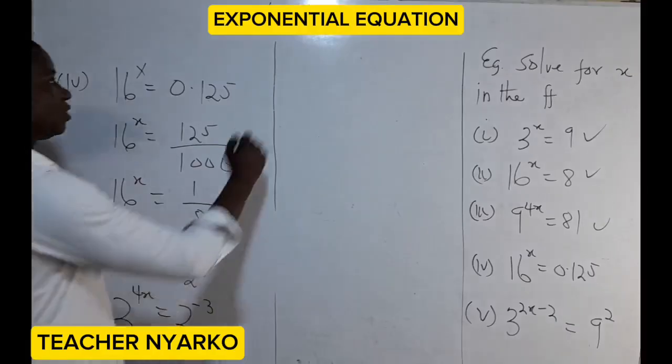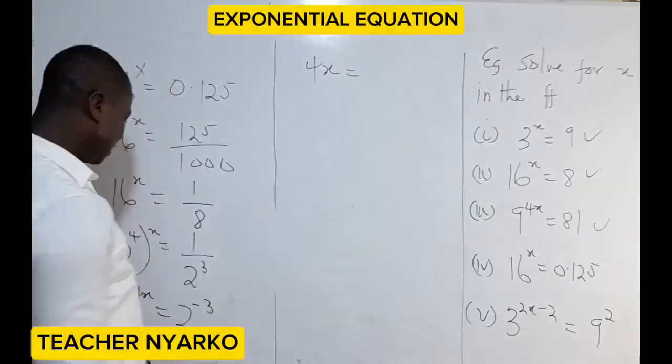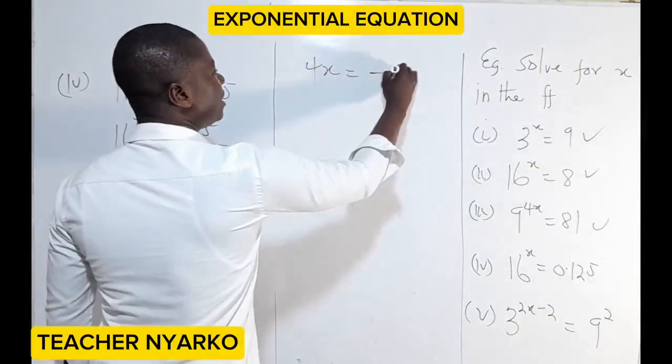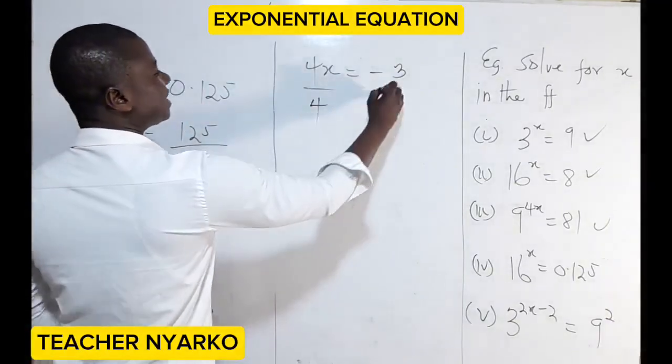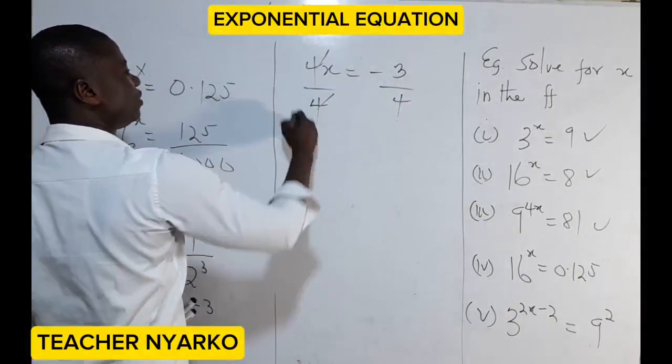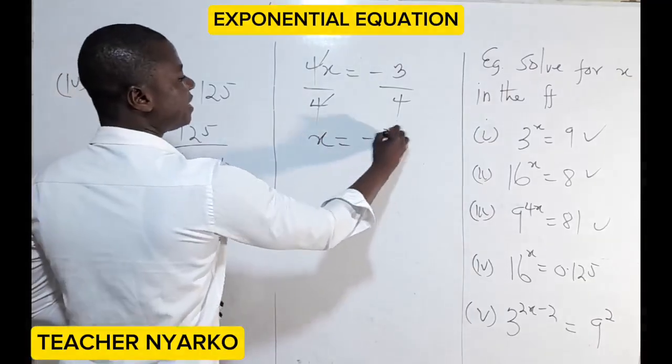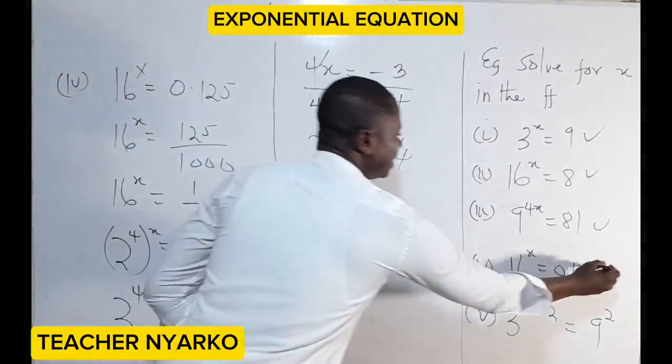And the exponent here is what? 4x. And the exponent here is minus 3. So we are solving for x. So we divide both sides by whatever is attached to the variable you are making the subject. So this is gone. Our x will be equal to minus 3 on 4. So this is the answer. We are done with this.